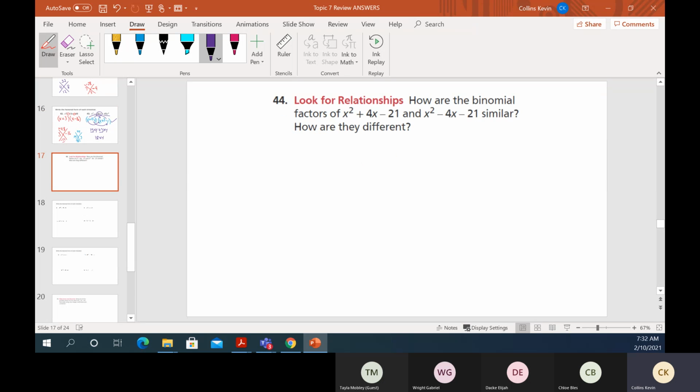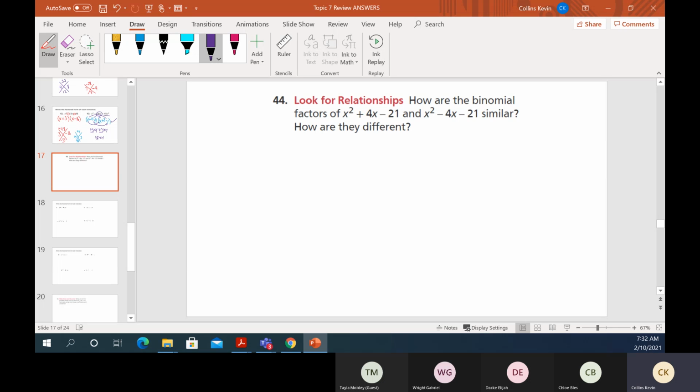All right. Ooh, a story problem. Yuck. It says, how are the binomial factors? We have x squared plus 4x minus 21 and x squared minus 4x minus 21. So they're both, we got a plus in the middle and a minus in the middle. So that's the only difference, right?